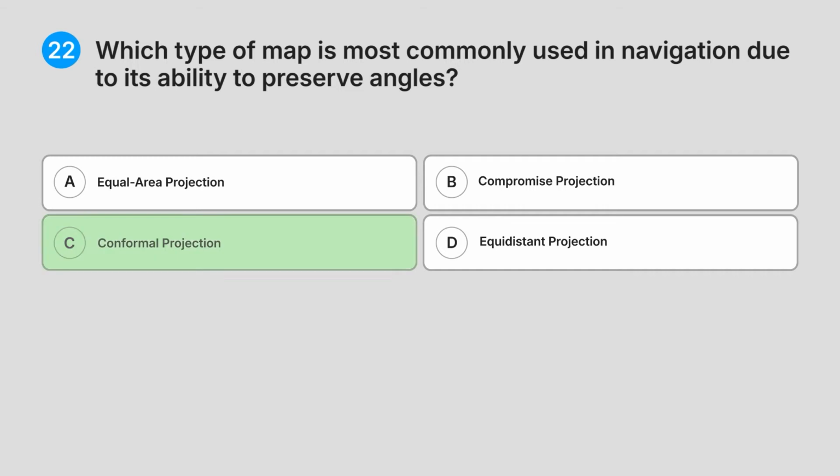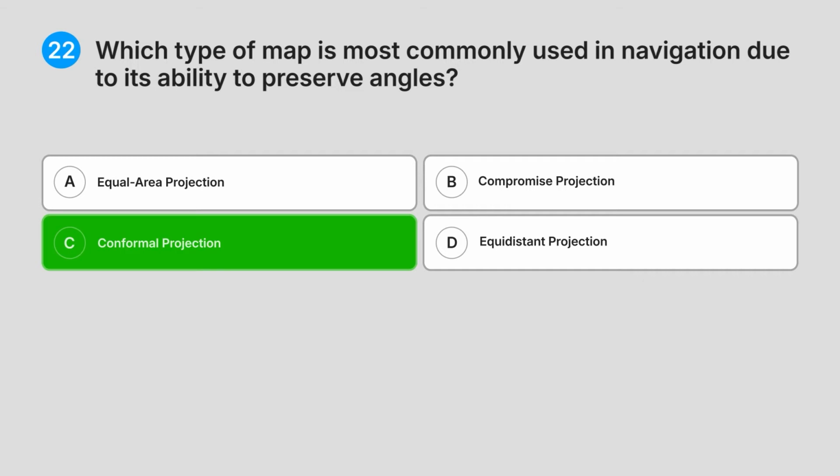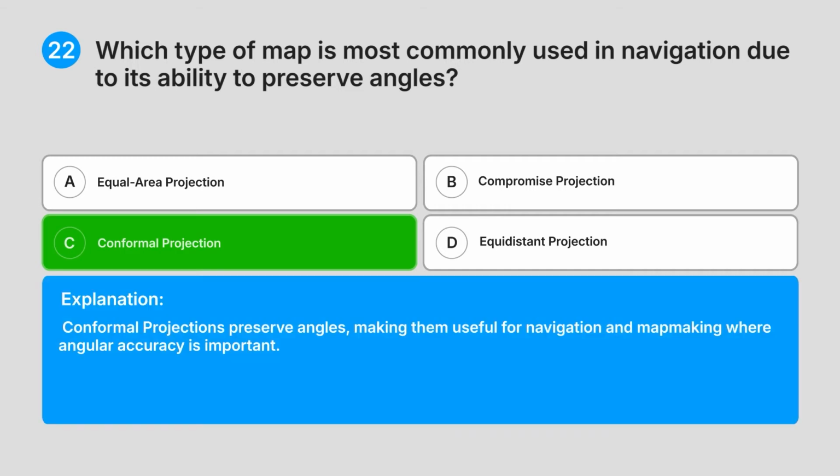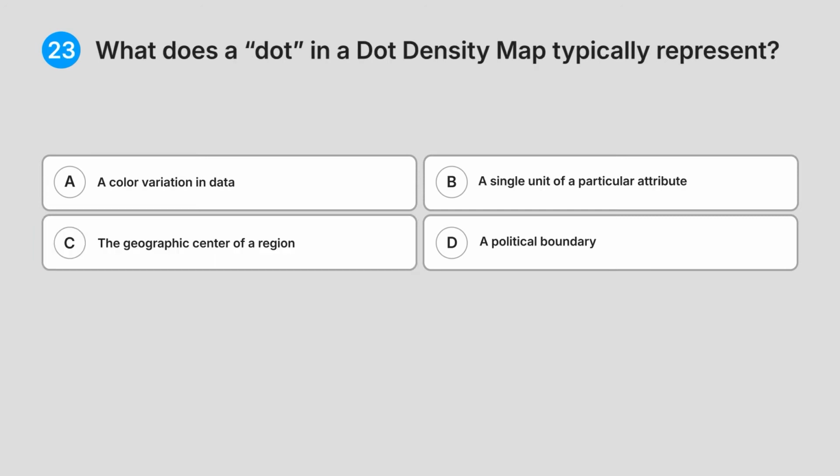Correct answer. C. Conformal projection. Explanation. Conformal projections preserve angles, making them useful for navigation and map making where angular accuracy is important. 23. What does a dot in a dot density map typically represent?